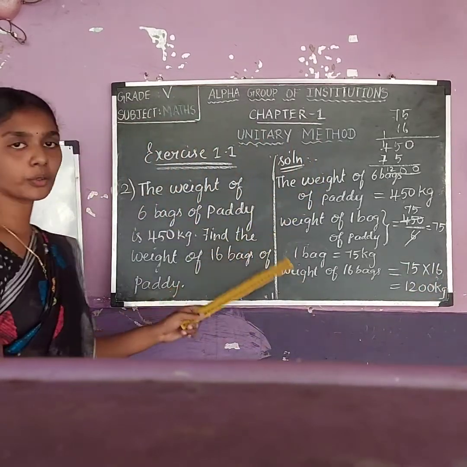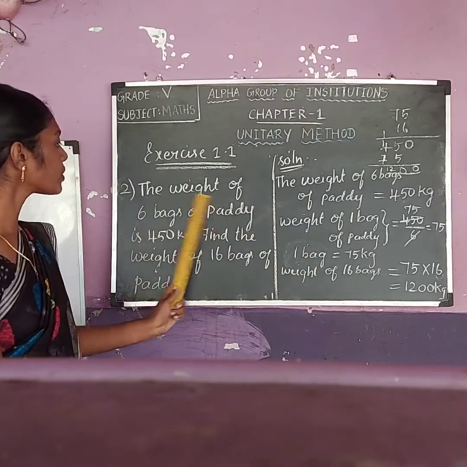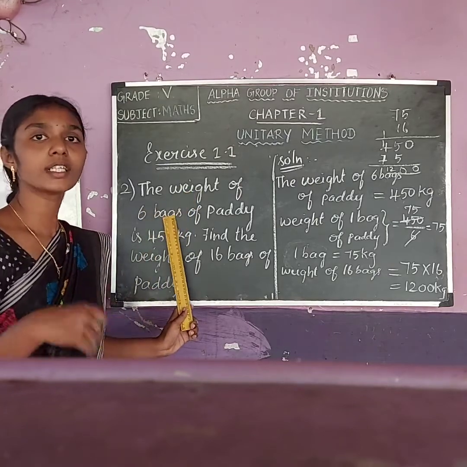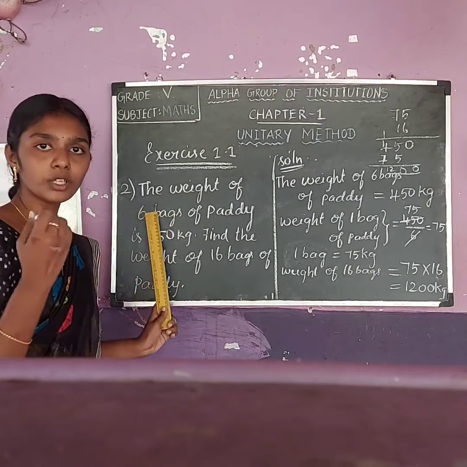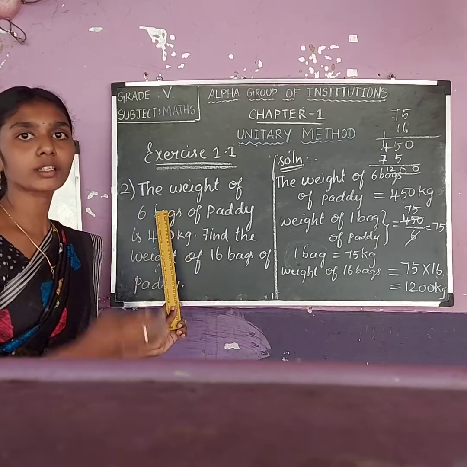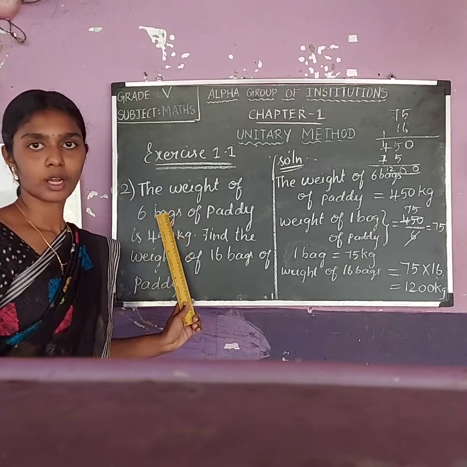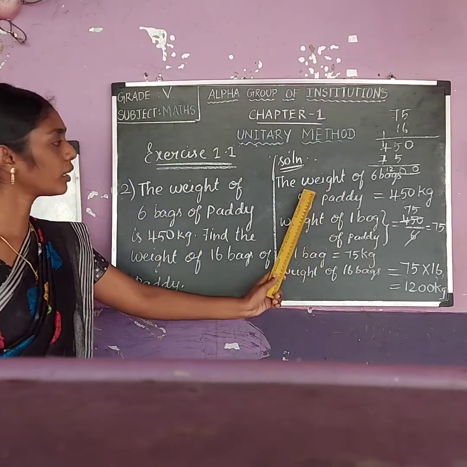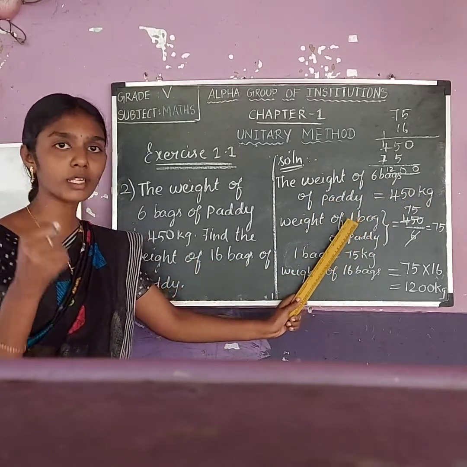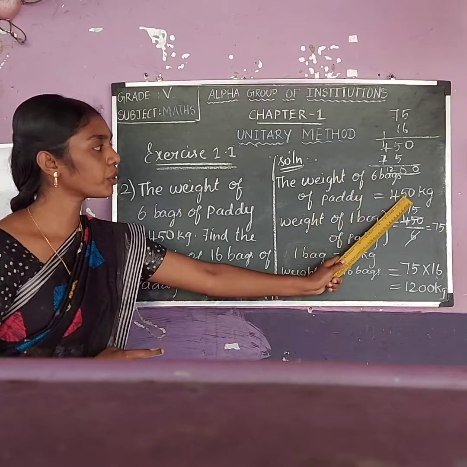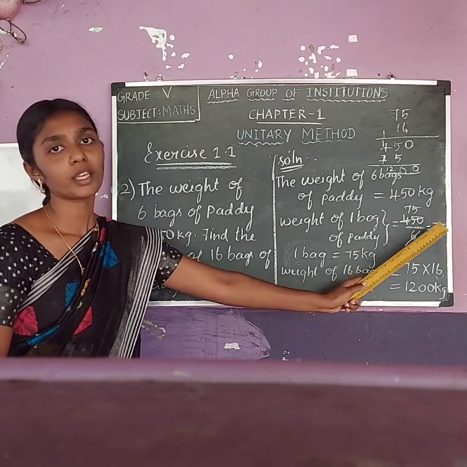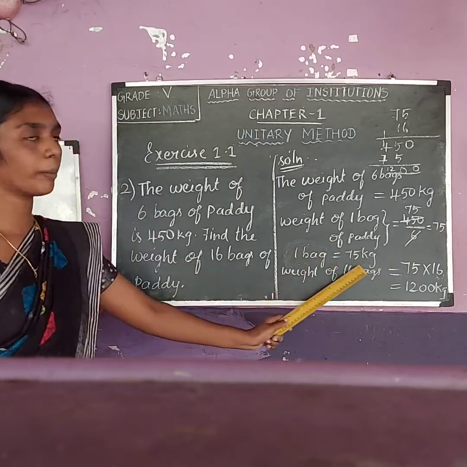Once again I will explain this question. Please listen. The weight of 6 bags of paddy is 450 kilogram. They have given the weight of 6 bags, that is, the many unit value is given. We want to find the unit value, so what will we do? We want to divide the total amount by the number of objects. That is what I did here. To find the weight of one bag, I divide 450 by 6. 450 divided by 6 gives me 75. So the weight of one bag is 75 kilogram.